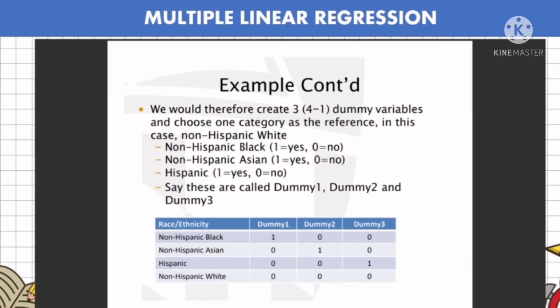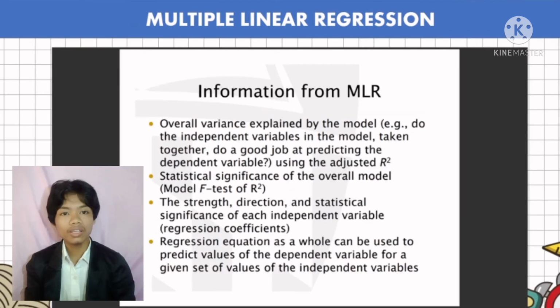So this is the representation for that, and with it we have the table and can get information from it. First, the overall variance explained by the model: do the independent variables in the model, taken together, do a good job of predicting the dependent variable, using the adjusted R-squared. Then the statistical significance of the overall model, and the strength, direction, and statistical significance of each independent variable. The regression equation as a whole can be used to predict values of the dependent variable for a given set of values of the independent variables.